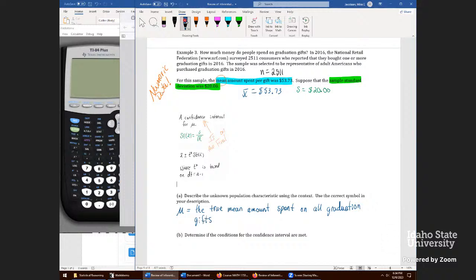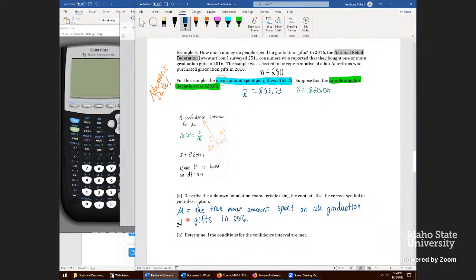I feel like we should be a little bit more specific. The National Retail Federation is not trying to say this kind of average. They were talking about one specific year, 2016. And they probably redo this study every single year to see how does the population actually change. Are people spending more money, less money, and that kind of thing? So let's say in 2016.